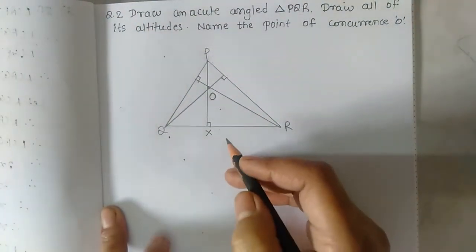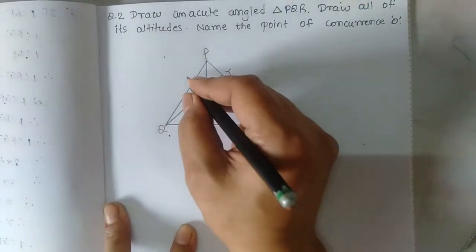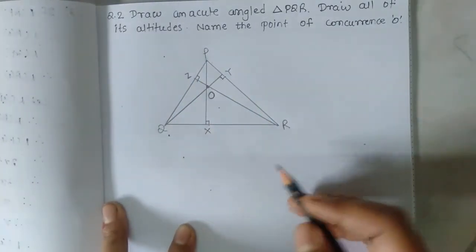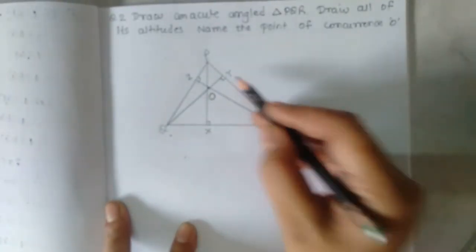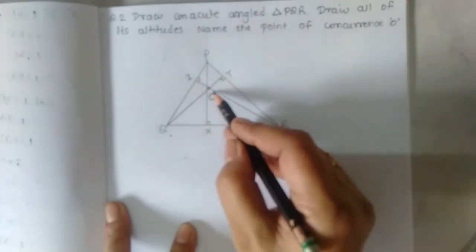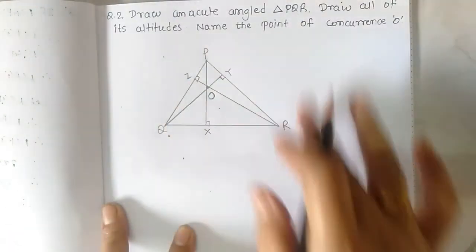Give the labels for these altitudes. This is X, this is Y, and this is Z. So segment PX, segment QY, and segment RZ are the altitudes. This is the required figure.